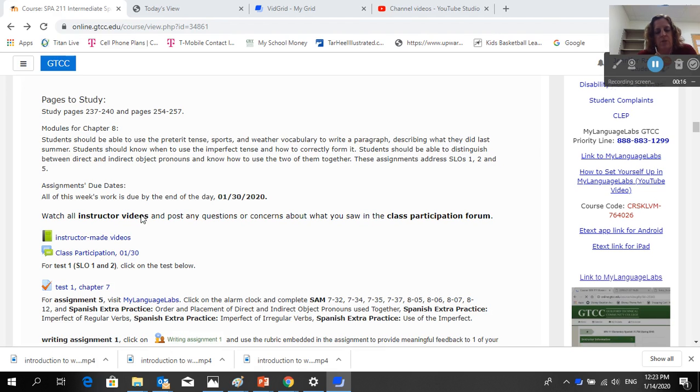At the end, after completing this week's assignments, you should be able to use the preterite tense, sports, and weather vocabulary to write a paragraph describing what you did last summer. You should know when to use the imperfect tense and how to correctly form it. You should be able to distinguish between direct and indirect object pronouns and know how to use the two of them together. These assignments address student learning outcomes 1, 2, and 5.